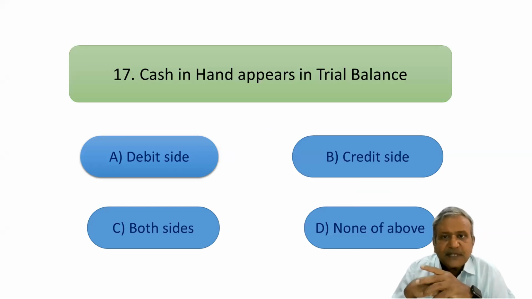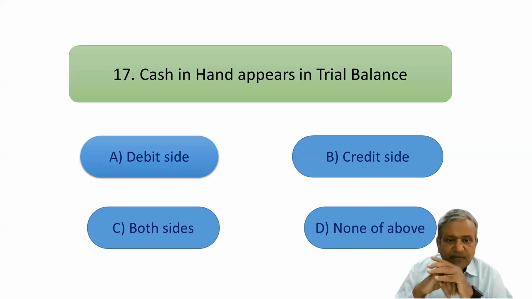Cash in hand appears in trial balance. Cash in hand appears in trial balance. A, debit side. B, credit side. C, both the sides. D, none of the above.